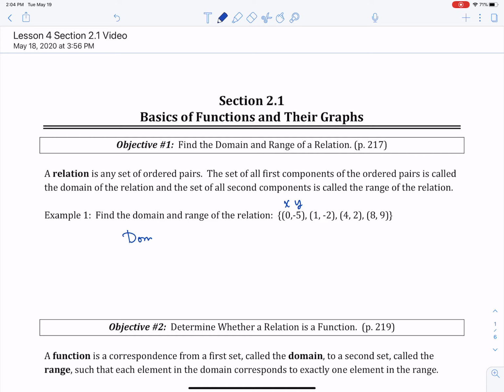So domain is the same as what are the possible x values. And I see that in this relationship the possible x values are 0, 1, 4, and 8. So this is the domain of this relationship.